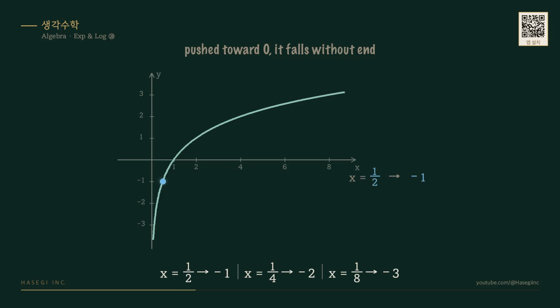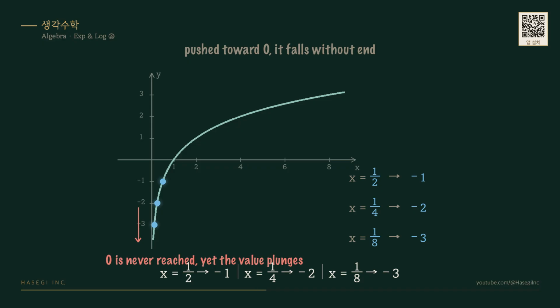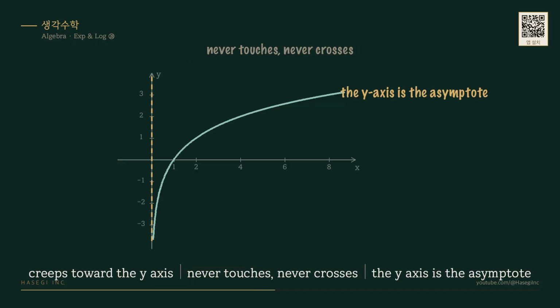1/2 is 2 to the minus 1, so the log is minus 1. 1/4 gives minus 2. 1/8 gives minus 3. Every time x is halved, the value drops one more step. 0 is never reached, and yet the value plunges without end. That is why the vertical axis is an asymptote. The curve creeps closer and closer to it, but never touches it and never crosses it.